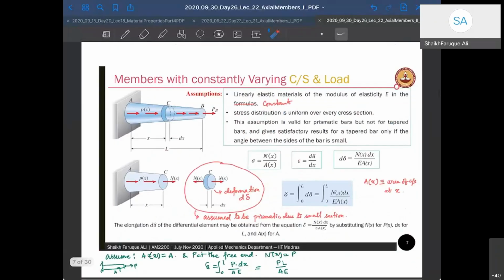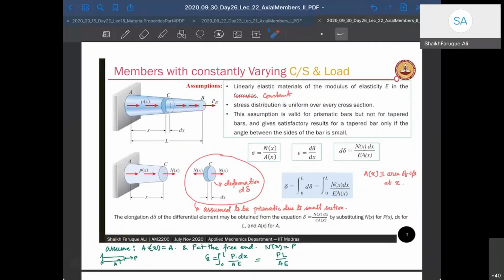What I have done is for a check, to see whether this condition gives us back our PL by AE formula or not. So in that case, you assume it to be a prismatic bar, so your A has to be constant. If A is constant, it comes out of the integral. E is constant, it also comes out of the integral. And if you put a load at the free end, then your load is also constant. That means in your free body diagram, the internal force is P all through, so that also comes out of the integral. What do you get inside the integral? Only dx. So the integral of dx from 0 to L is again going to be L. So it becomes PL by AE. This is a check for this formula.